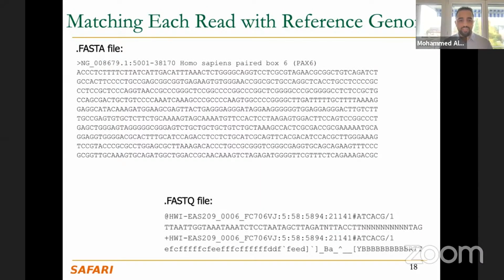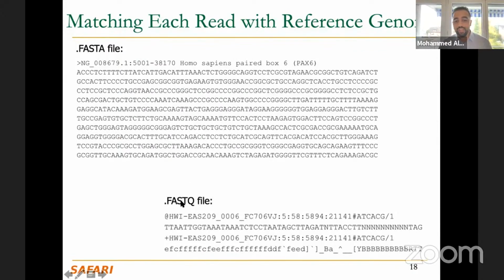We have the FASTA file. We have the FASTQ file. The FASTA file will look something like this. Remember, this is the reference genome. The first line is just the ID of the reference genome. The next few lines are the content of the reference genome. All of these are single lines, all of them here.